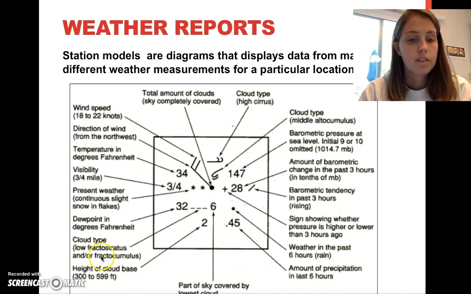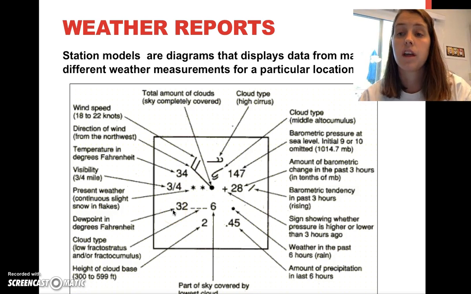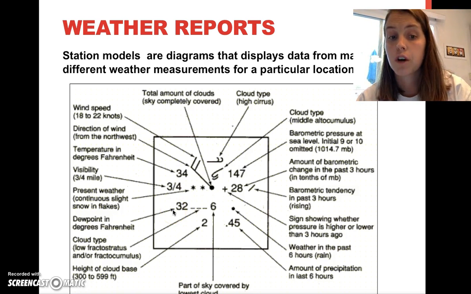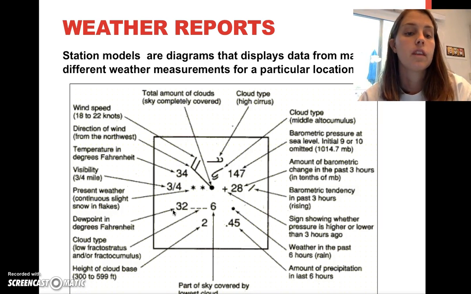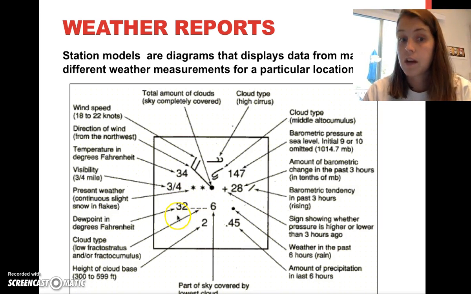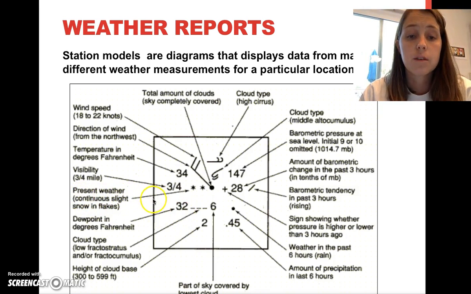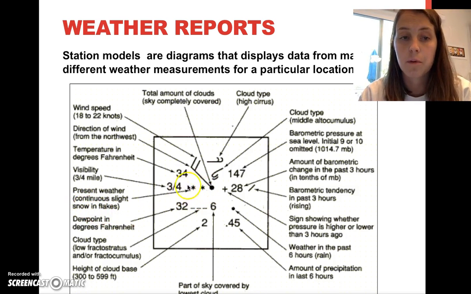We've got your cloud type. We've got your dew point. Remember back when I explained dew point, that's when the air can hold no more water, and so it goes to dew point. That's in degrees Fahrenheit, so that will tell you what the temperature would be when dew point is hit. The present weather, what's going on, like continuous light snow flakes. The visibility, how far you can see. The temperature, the current temperature in degrees Fahrenheit. The direction of the wind, so wherever this is pointing tells you the direction of the wind. And then the wind speed, so however many little flags it has tells you how much the wind is blowing.